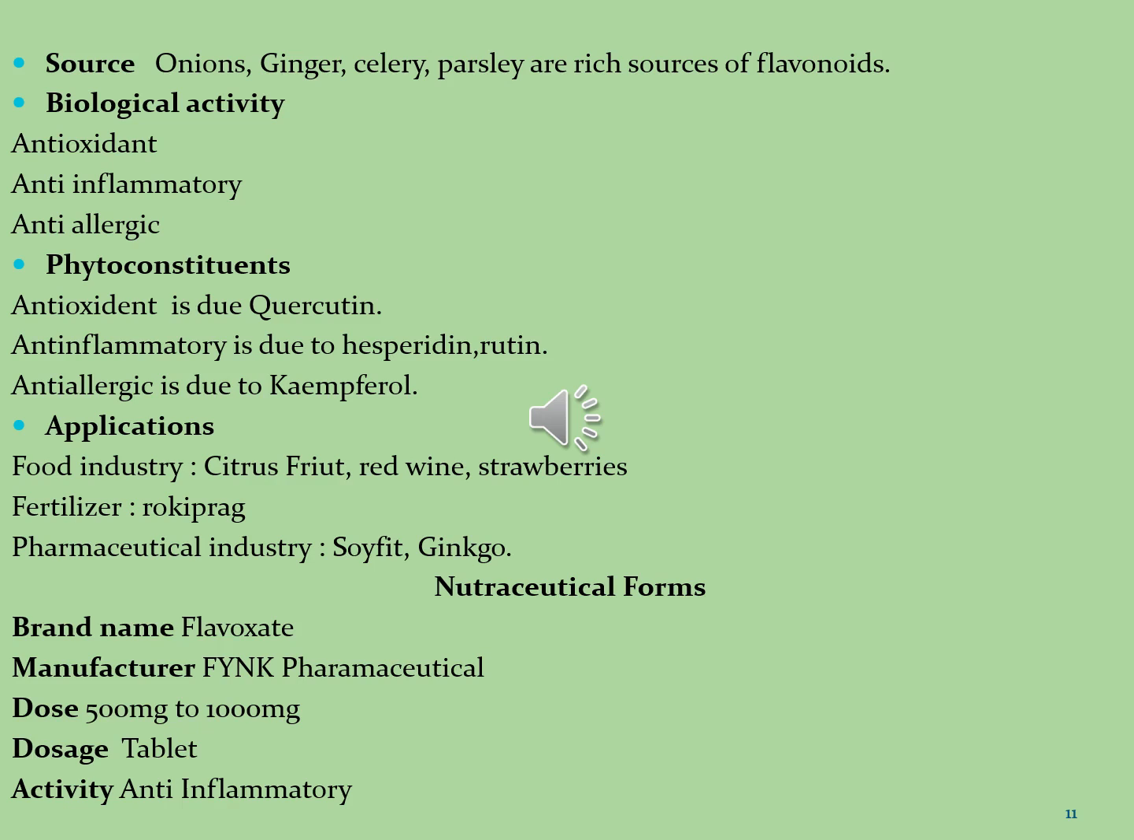and anti-allergic. Now we discuss some important phytoconstituents that fall in the category of flavonoids, and these have very rich pharmaceutical applications. You can see over here, antioxidant activity is due to quercetin, anti-inflammatory is due to hesperidin and rutin, and anti-allergic is due to kaempferol. Now we discuss in detail the sources and uses of quercetin.